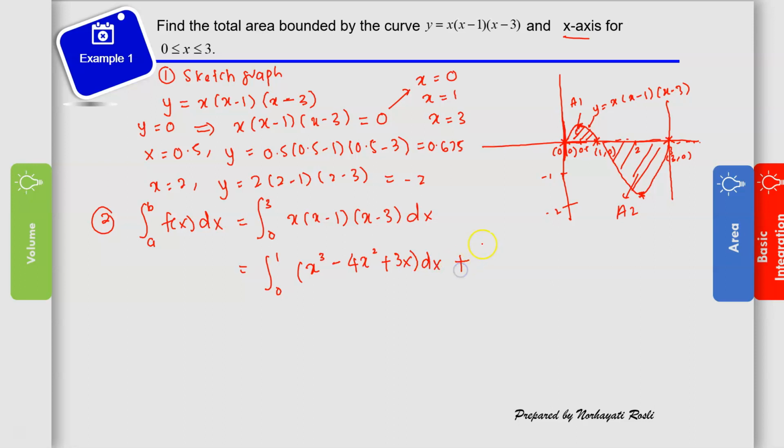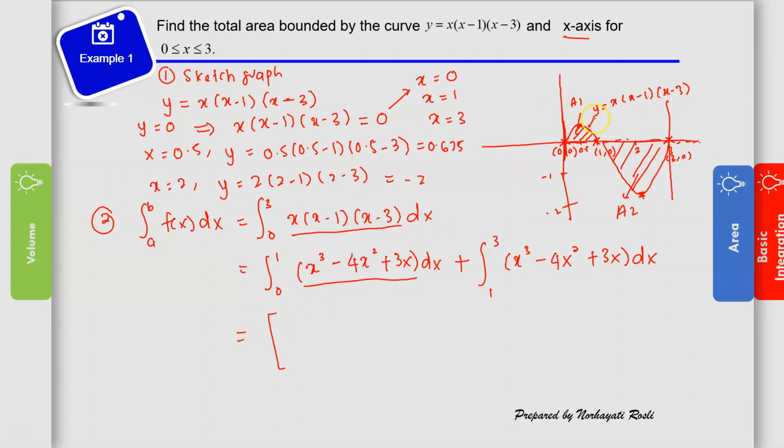And then plus, for this area is starting with 1 up to 3, means that we integrate from 1 up to 3. The same function. Remember class, this one is just expanding the function from here. You expand this function, you get this one. So here, x to the power of 3 minus 4x squared plus 3x dx. When we integrate this part, we'll get the answer here.